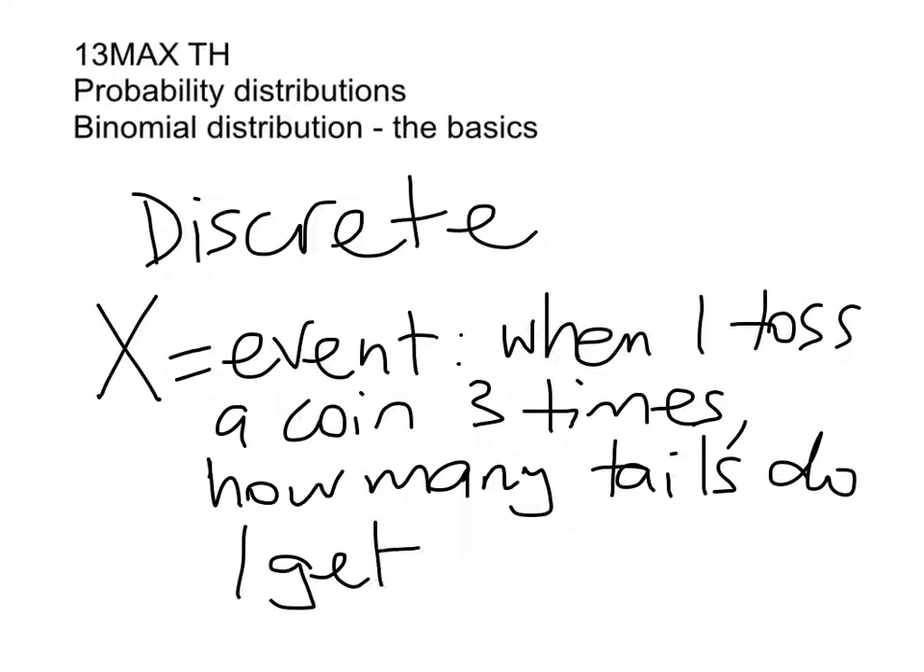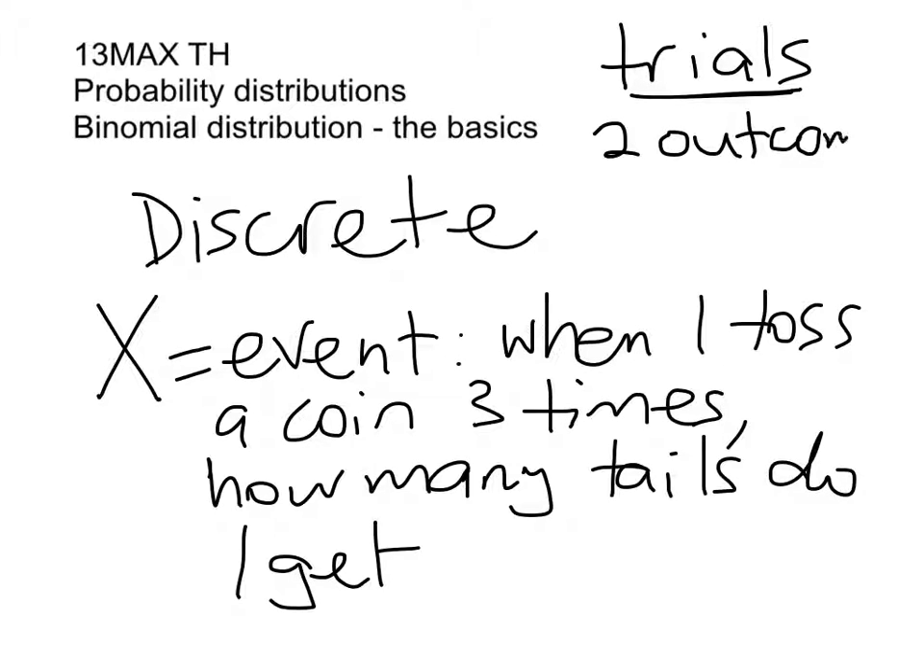Right, so you can already see that if we're doing the coin toss 3 times, a binomial situation is made up of a number of trials. Each toss of the coin is called a trial, and what can happen on each of those trials? Well, we call that an outcome, and there are 2 outcomes, and only 2 outcomes. We can either get a head or a tail.